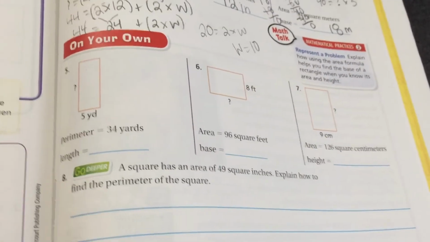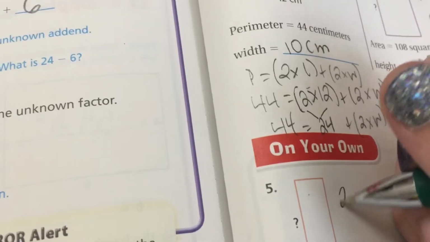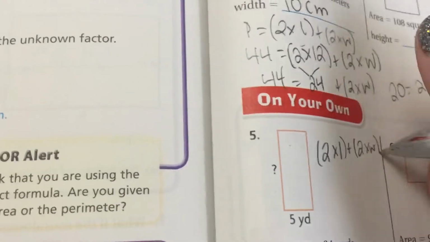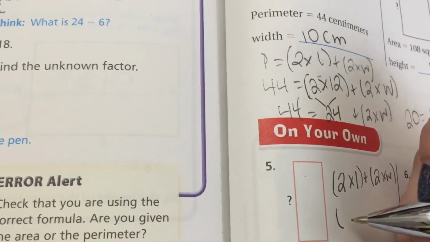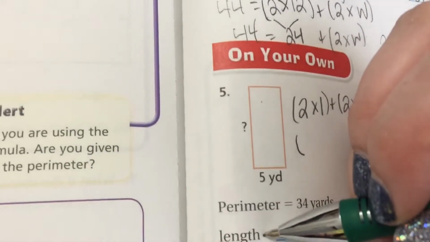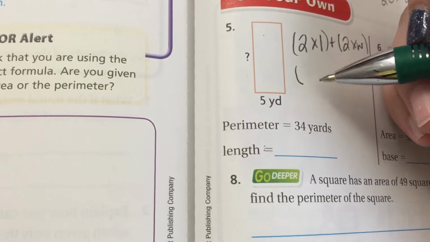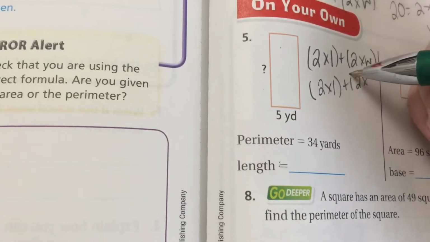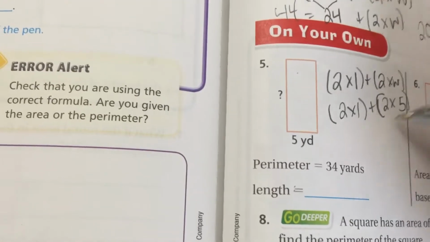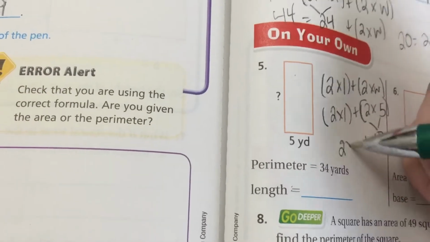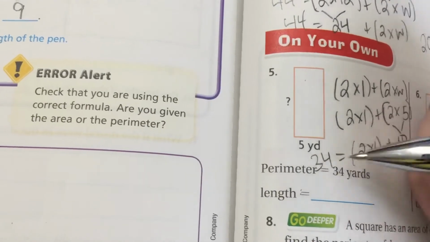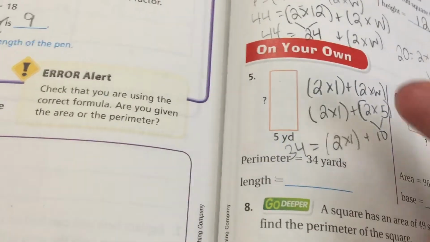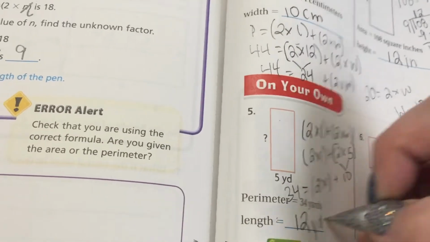Okay. So we've got a perimeter one, so I have to use 2 times L plus 2 times W. I know 5 is one of them. 5 is the width because I'm looking for the length. Oops, sorry. I'm looking for the length. So they gave me the width. They gave me the opposite one. So it's 2 times L plus 2 times 5. That's 10 plus 2 times L. The total was 34. 34 minus 10 is 24. So what number times 2 is 24? That's 12. So L equals 12 yards.